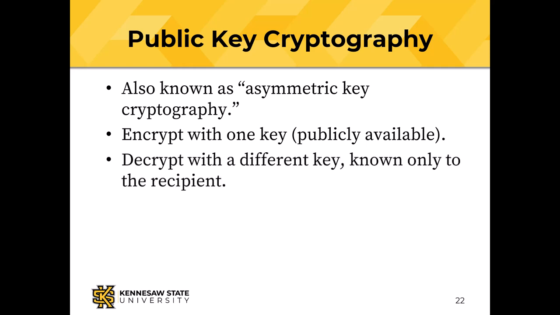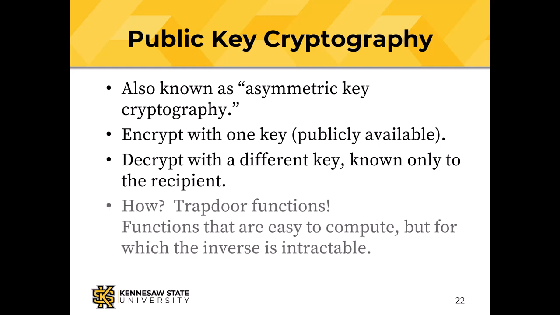I decrypt with a different key known only to me. That is my private key. So that B Baker key is the B in public, and the V Victor key is the V in private. I couldn't use P because there's both of them, right? How does it work? Something that mathematicians call a trapdoor function.